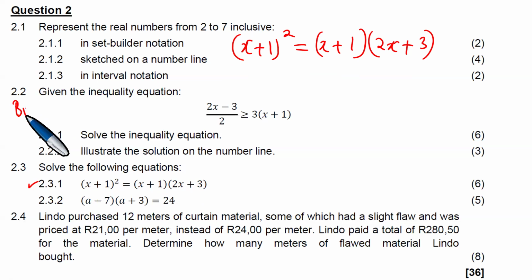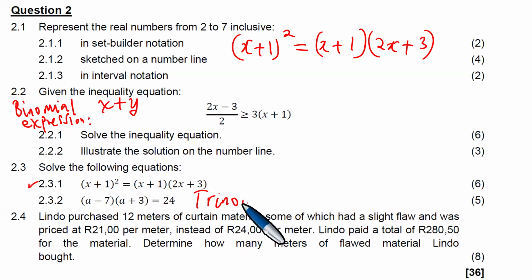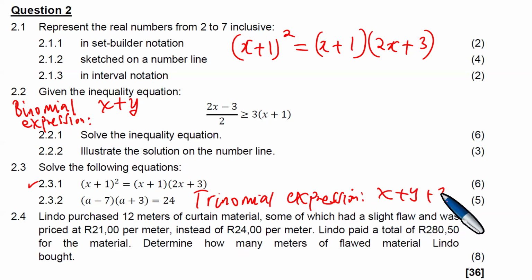What is a binomial? A binomial expression is an expression of two terms. Bi means two. x plus y is called a binomial. There's also an expression we call a trinomial. What is a trinomial? It's a three-term expression, like x plus y plus z. So they're like three terms.